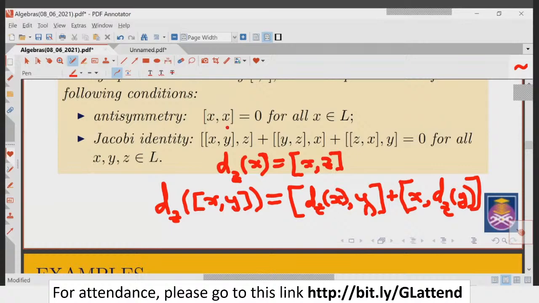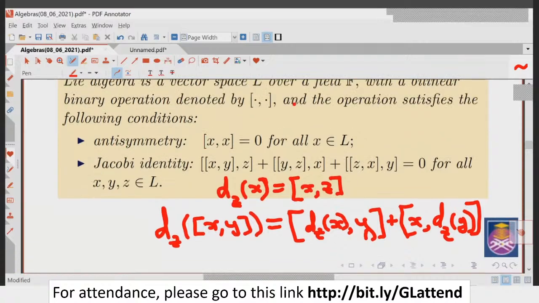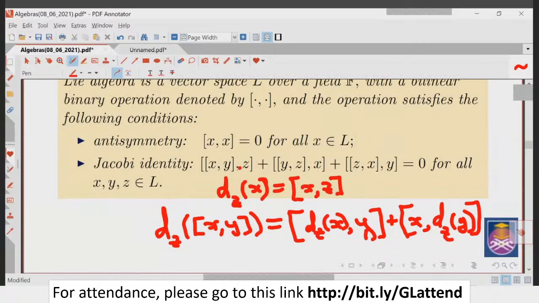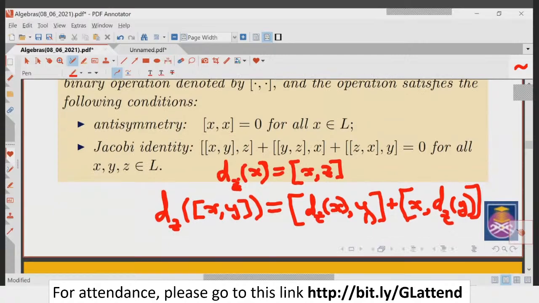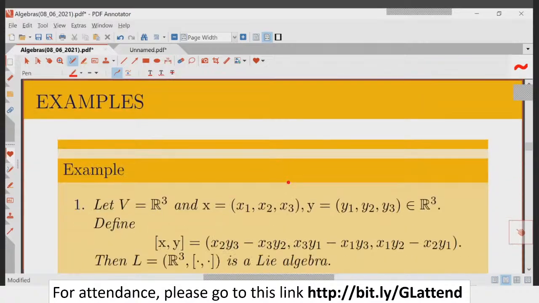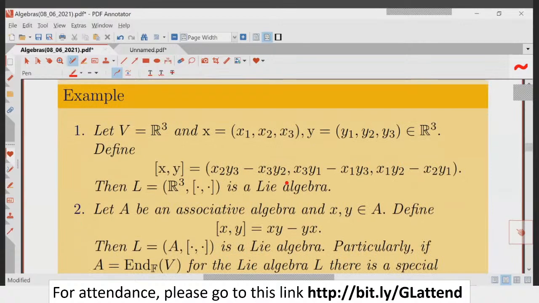So you can define a Lie algebra as follows. A Lie algebra is an anti-commutative algebra, or antisymmetric algebra, such that left or right multiplication operators are derivations, because the Jacobi identity is equivalent to this. Okay, let us consider some examples.